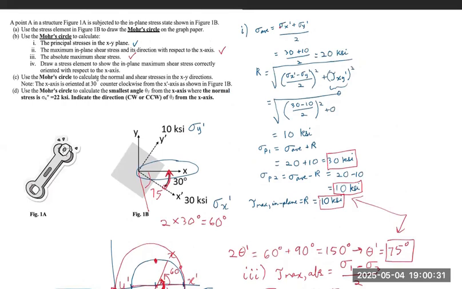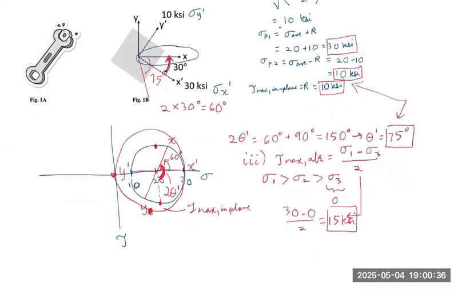So to draw a stress element to show the in-plane maximum shear stress correctly oriented, we note that from the x-axis we rotated clockwise by 150 degrees in order to end up at our tau max in plane. So the actual stress element will have to be rotated 75 degrees with respect to the x-axis to end up at our max shear stress in plane.